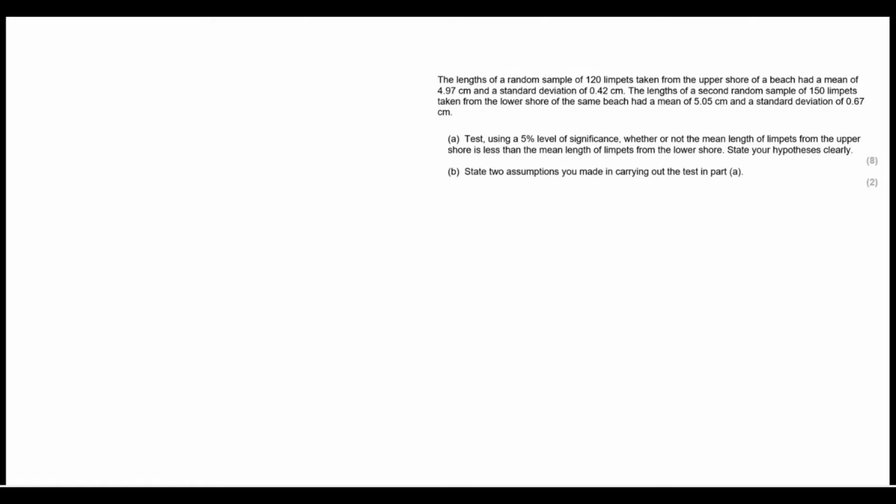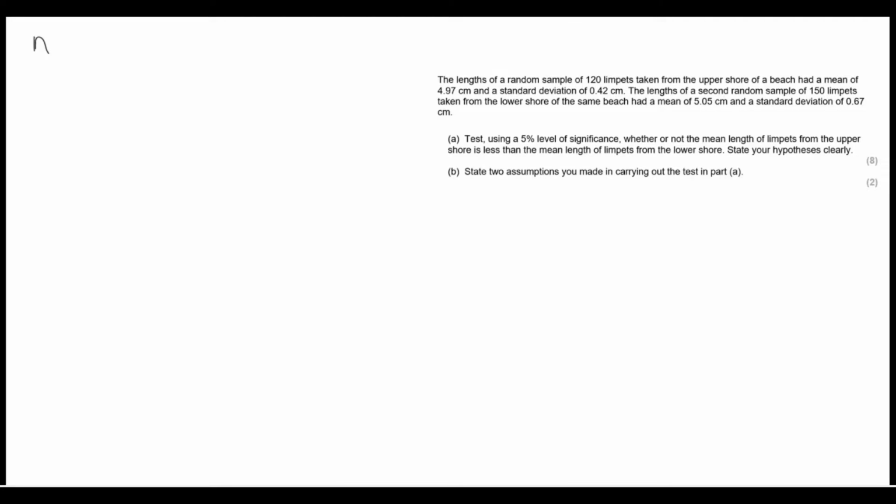Firstly, we're asked to test, using a 5% level of significance, whether or not the mean length of limpets from the upper shore is less than the mean length of limpets from the lower shore. Okay, so let's get started. I'm just going to summarize the data that we have already.